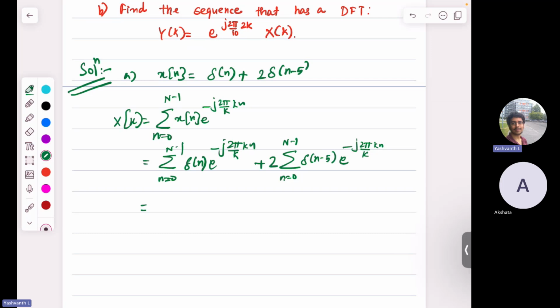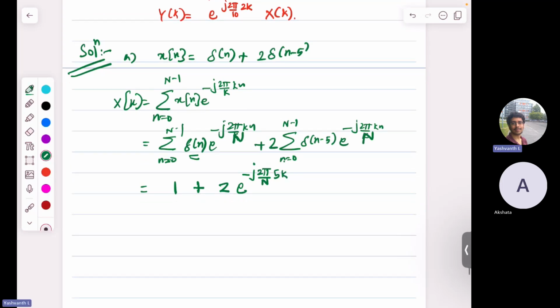The first term: the delta function is non-zero only when n equals 0, therefore it becomes 1. What is the second term? 2 into e to the power minus j 2 pi divided by N, with n equal to 5, so 5k.